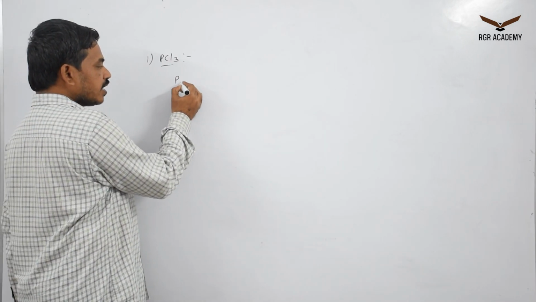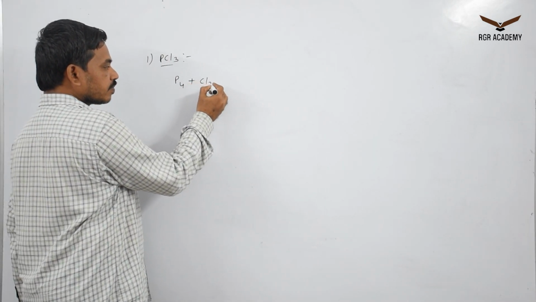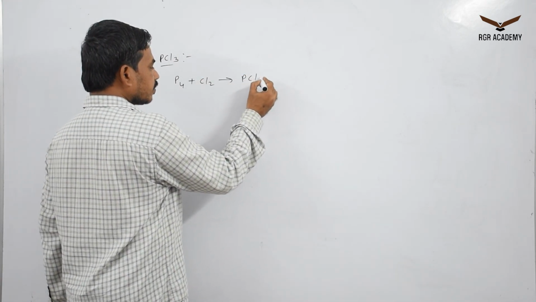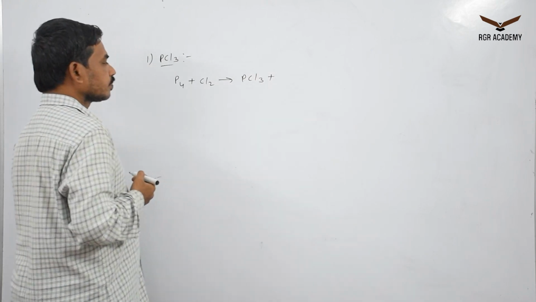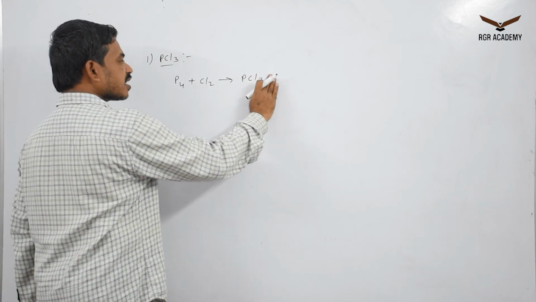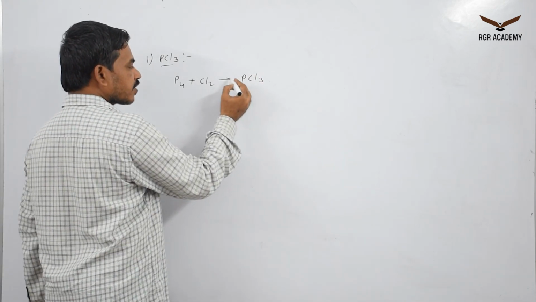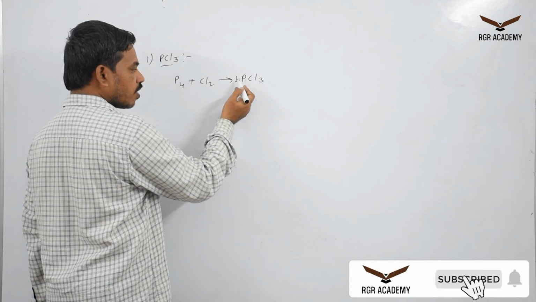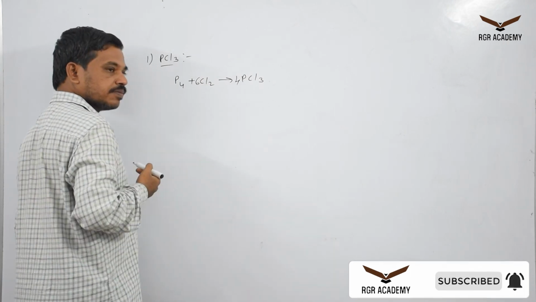White phosphorus on heating with dry chlorine forms phosphorus trichloride. Balance the equation: 4PCl3. How many chlorine atoms? 12 chlorine atoms, that is 6Cl2.